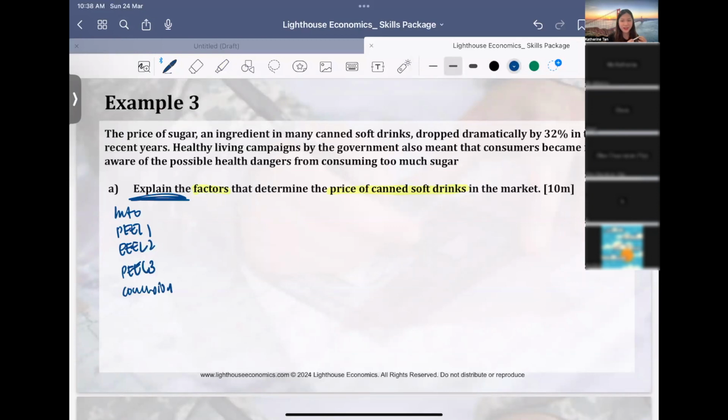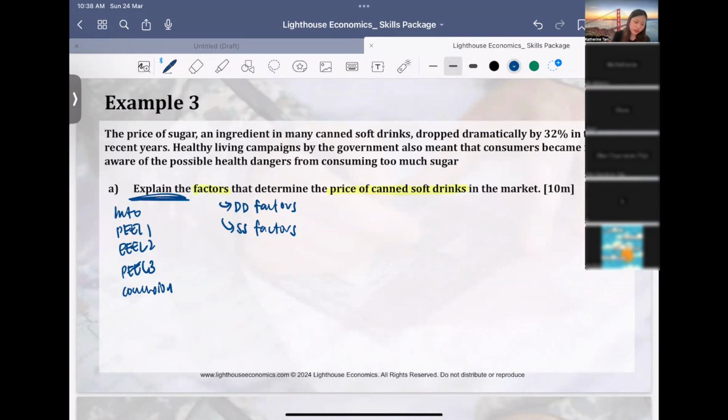Anyone? Factors of what? What determines price? Yeah, okay, very good. Demand and supply. So you know that the economic concept they're looking at is the demand factors and supply factors. Then the equilibrium point is going to give you your price of cans of drinks.